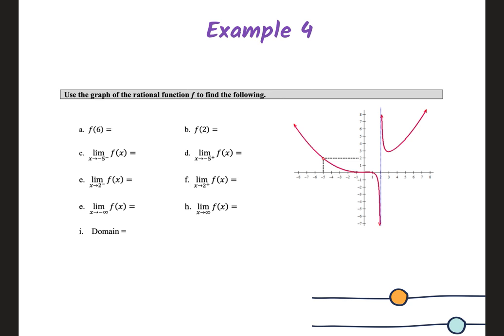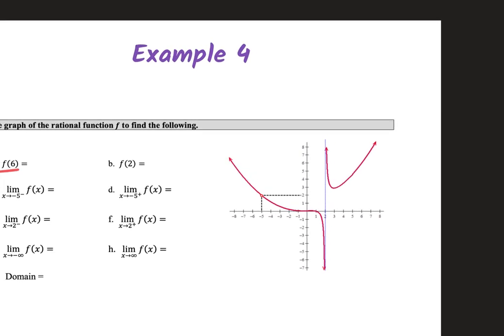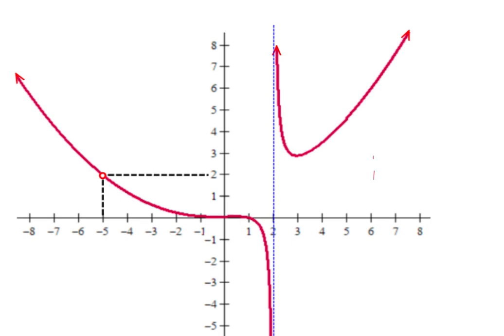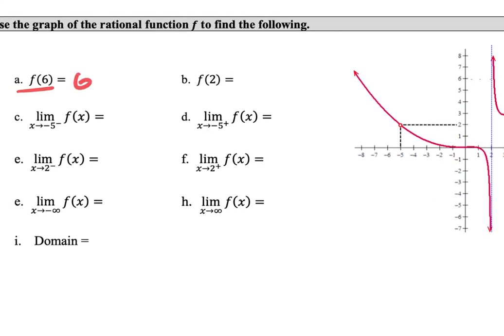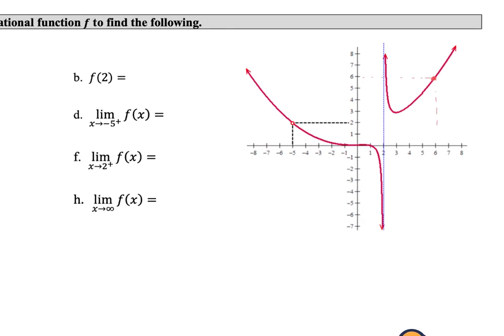All right, now we're going to use the graph to answer all of these things. It says use the graph of the rational function f to find the following. The first one says a, f of 6. So I'm going to go to my graph, to where x is 6, and find the corresponding y, which is also 6. Then I'm going to go to B, where x is 2, and 2 is here. And I'm going to find the corresponding y. What's happening at 2? Good. So y would be undefined.